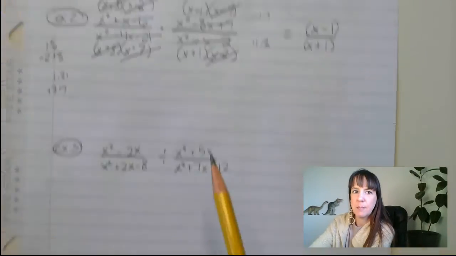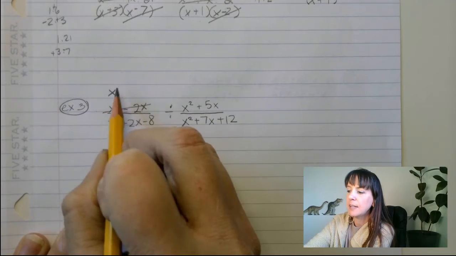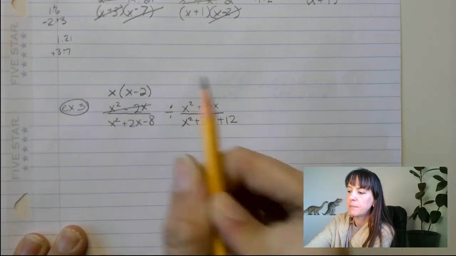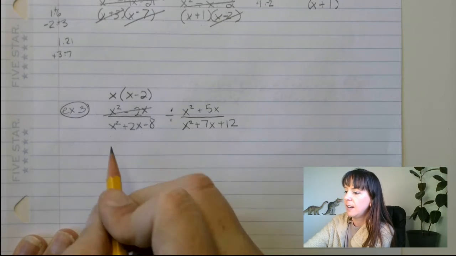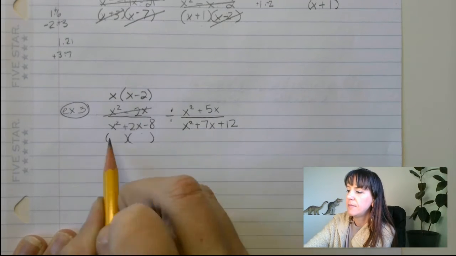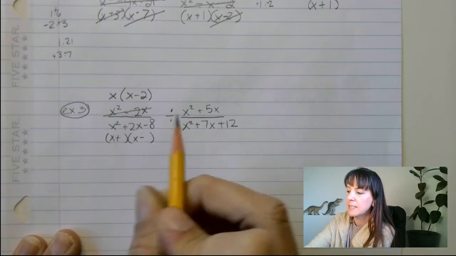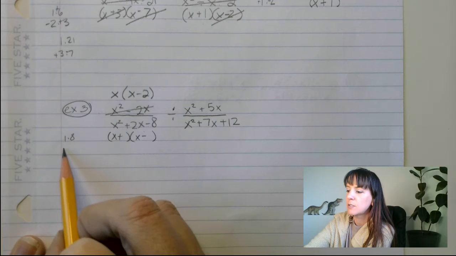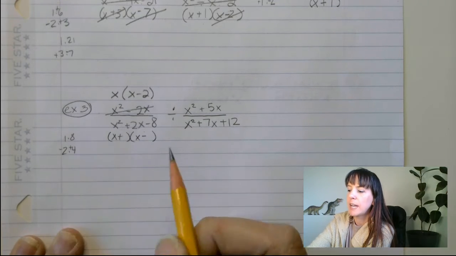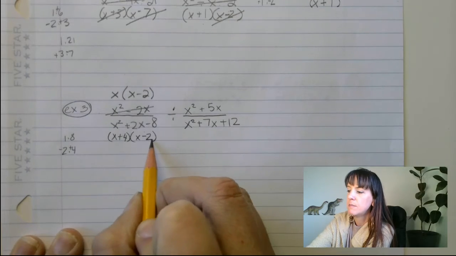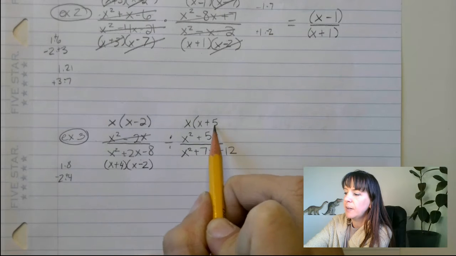Let's do the same thing we did up here, which is factor these guys out. This is going to be x minus 2. Right here, this is going to be x, x. This tells me different signs, plus, minus. Factors of 8, 1 times 8, 2 times 4. I need a positive 2. So if I do positive 4, negative 2. Then over here, we've got x, x plus 5.